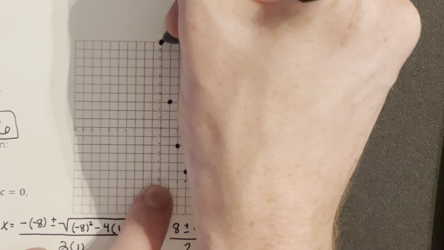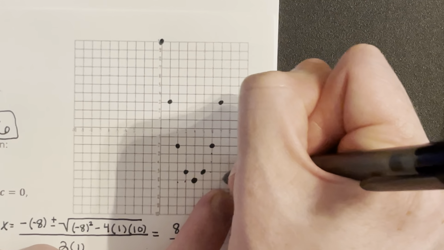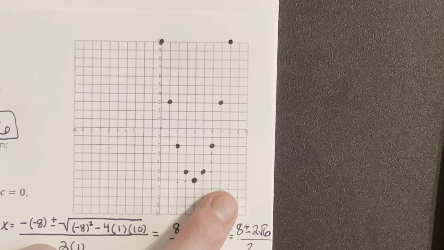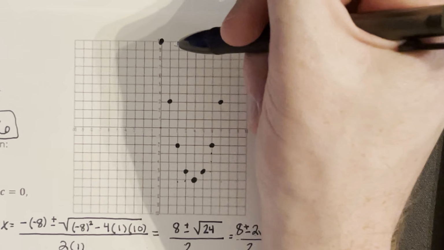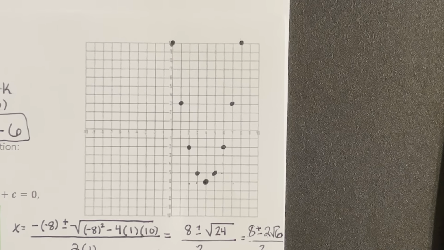Ends up being all the way up here at 10. Out 4, 1, 2, 3, 4, and up 16. You did find your y-intercept. So if we knew that the y-intercept was 0, 10, you could plot that on your graph.